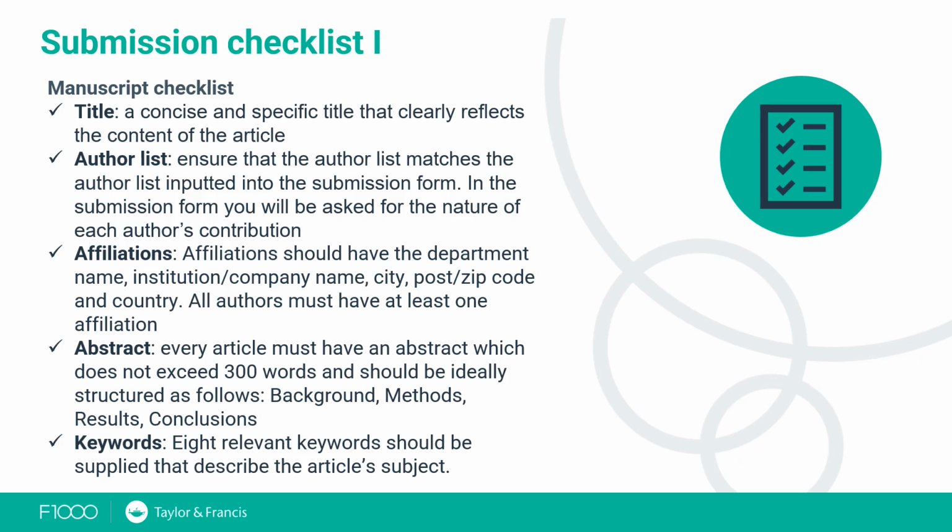The author list will need to be prepared, both in the manuscript itself, where you'll have a list of authors, but also you need to enter the details of each author into the submission form, and you should make sure that the two match each other. You'll also be asked to describe the nature of each author's contribution, and this relates to what we call the CRediT taxonomy, which you can look at.